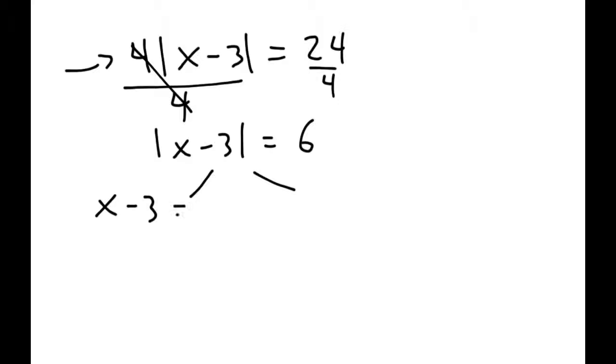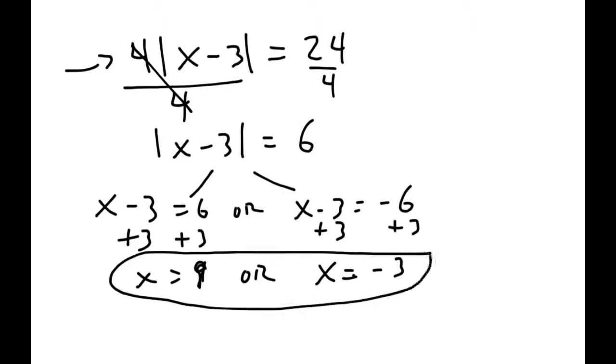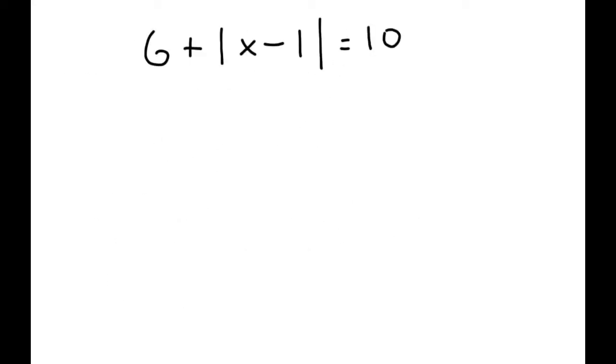x minus 3 equals 6, or x minus 3 equals negative 6. I'll add 3 to both sides because we're subtracting 3. x equals 9. Add 3 on both sides here. x equals negative 6 plus 3, negative 3. And I get x equals 9 or x equals negative 3. Remember, if you're going to do these problems on your own, pause the video, do it, and come back and check mine.